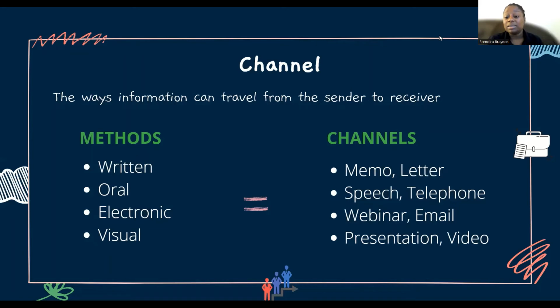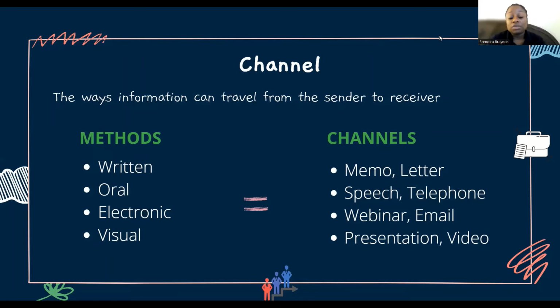As you can see, something like an email doesn't fit in one category. An email is electronic because you're using it on the computer and sending it via the computer, but it's also something that's written. You're going to find that some of these methods can coexist, or these channels fall into different method categories, but that's okay. Just understand that there are different methods and different channels that can be used.